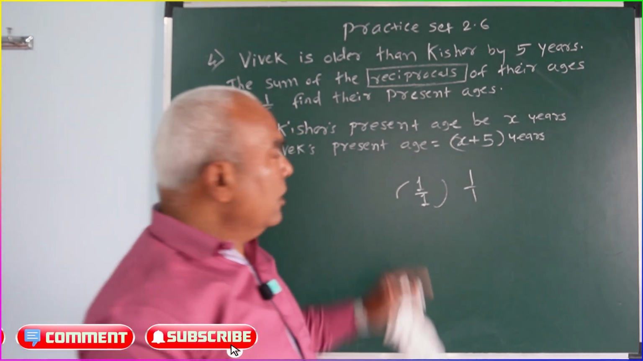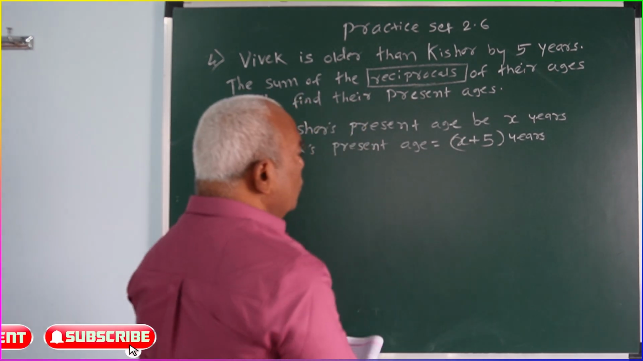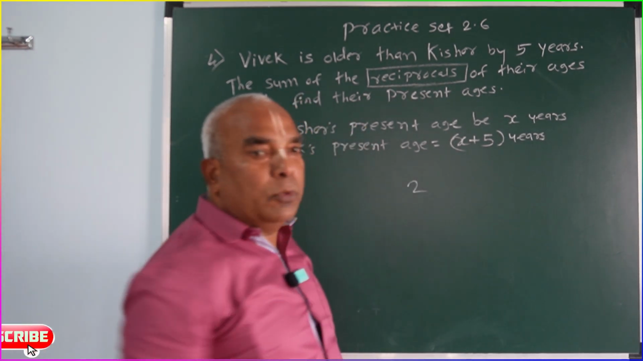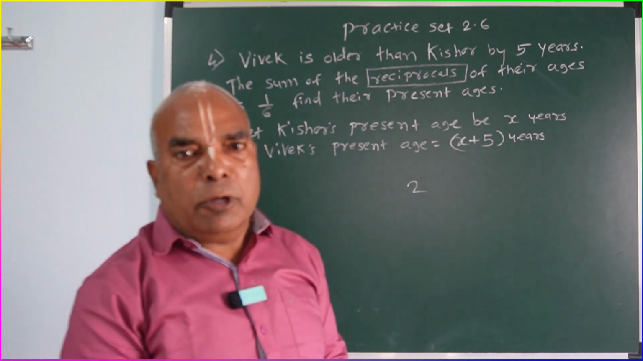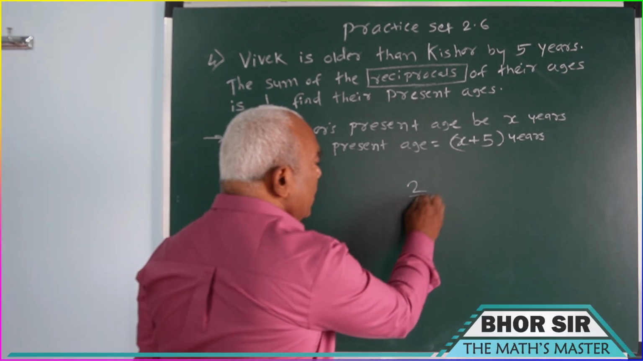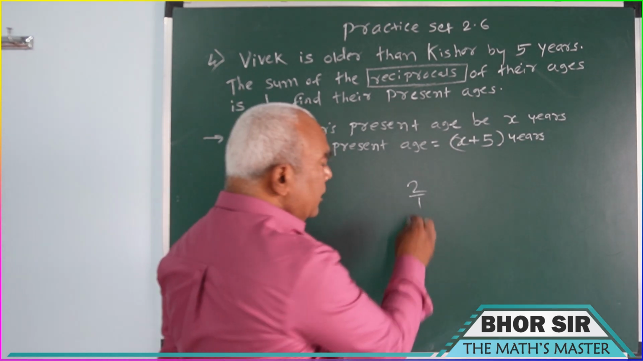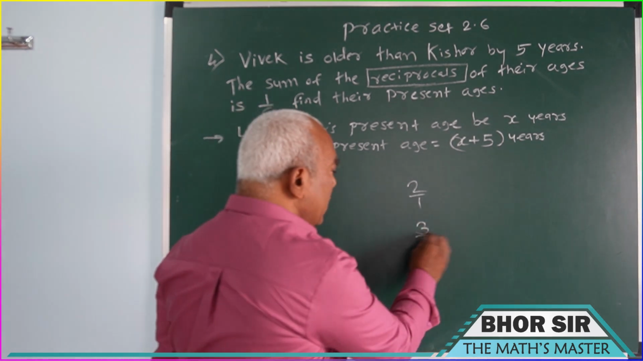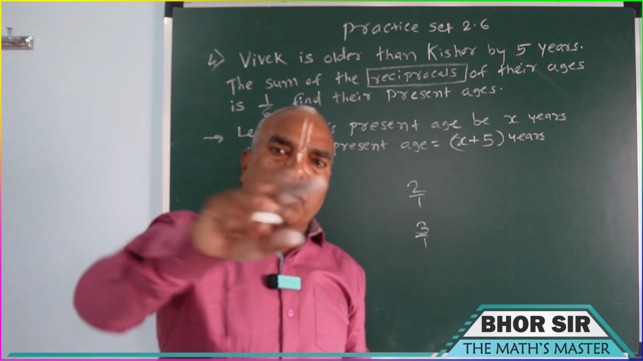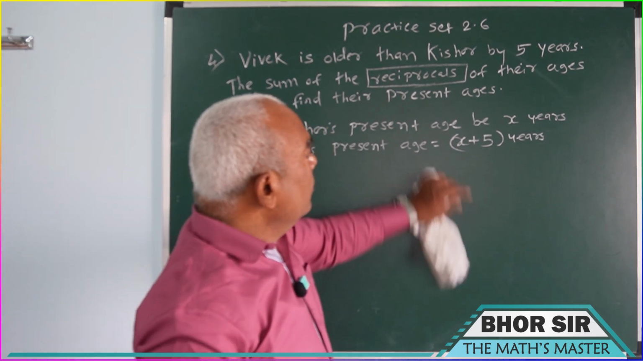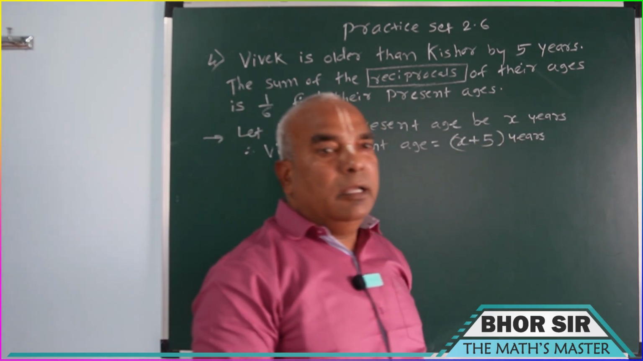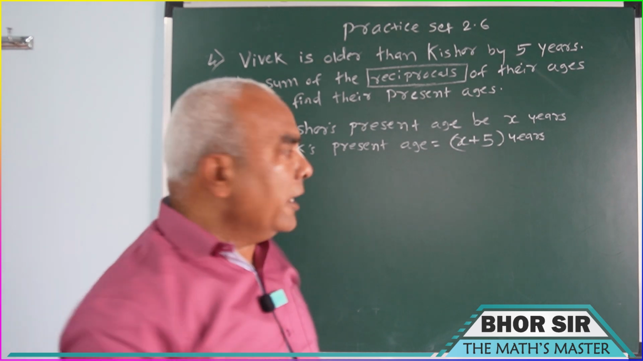It is 1 only. Now the reciprocal of 2. How much will it be? 2 means 2 upon 1, so the reciprocal will be 1 upon 2. The reciprocal of 3: 3 means 3 upon 1, so the reciprocal will be 1 upon 3. This way, for the age x, the reciprocal will be 1 upon x.